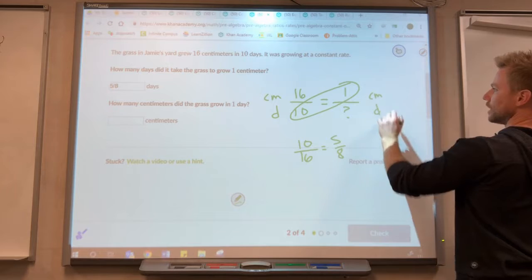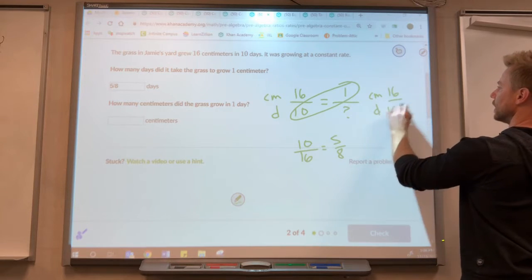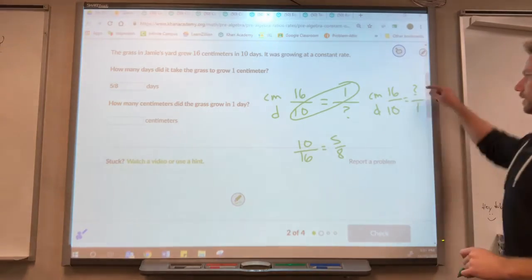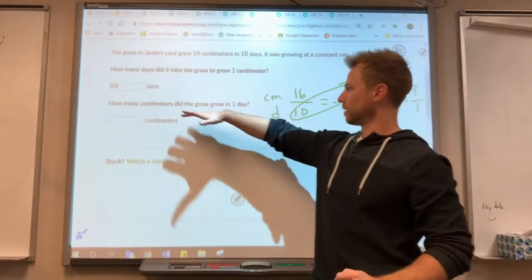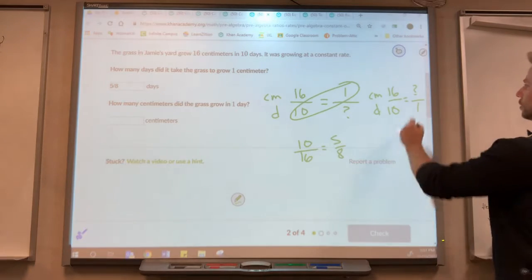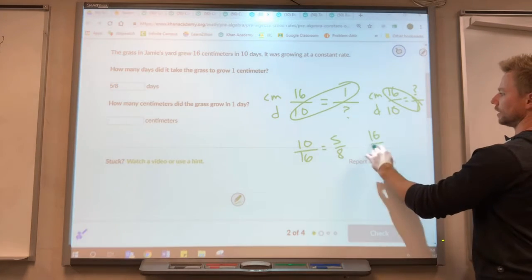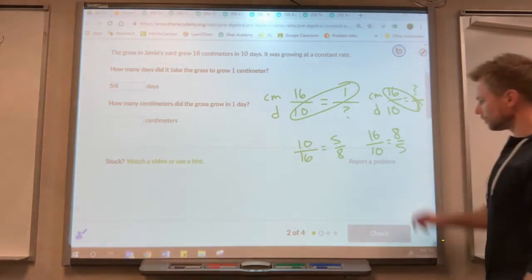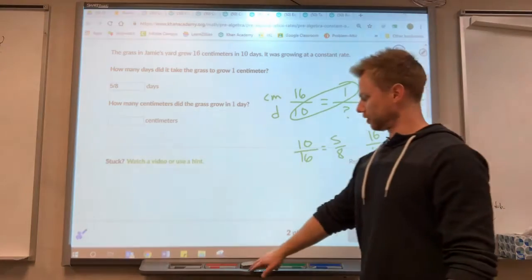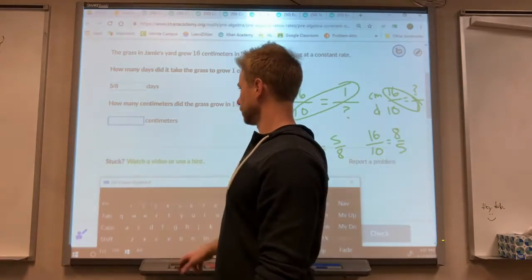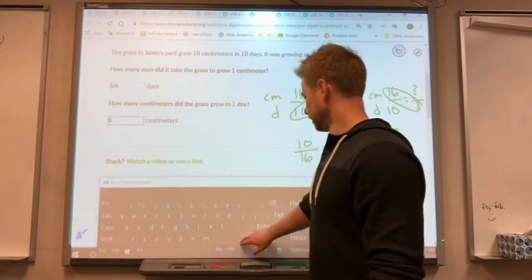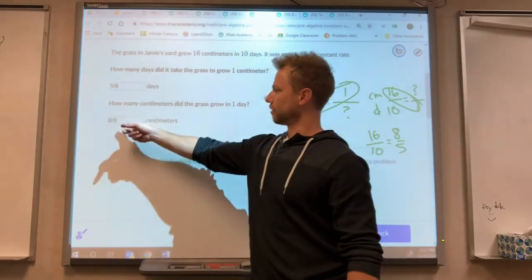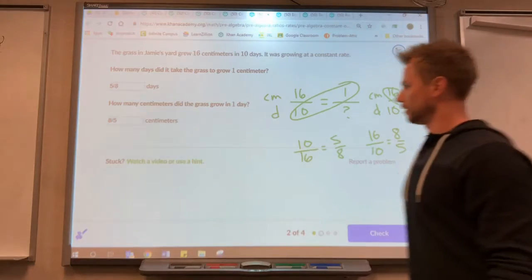We have centimeters, days, 16 centimeters, 10 days. But now our question mark is in the centimeters and our 1 is in the days. Because how many centimeters in 1 day? Cross multiply divide, 16 divided by 10 equals 8/5. You notice those are reciprocals of each other. That's not a coincidence. That's how it will always be. So actually, once you find the first answer, you can just flip the fraction, do the reciprocal to get the second answer.